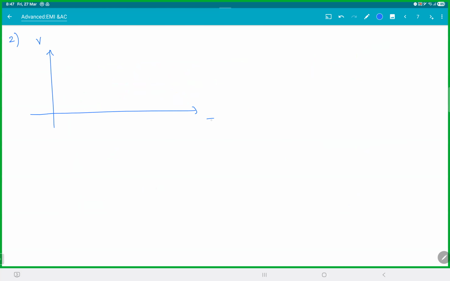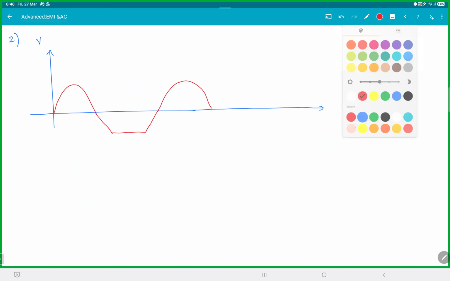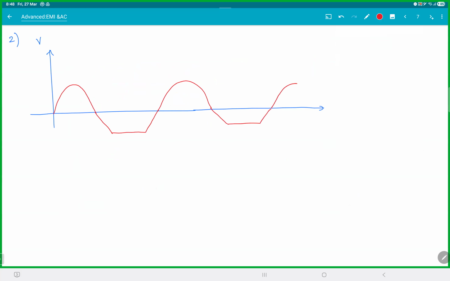This is a voltage versus time graph. So we have a voltage like this. This is V naught, T by 4, T by 2, 3T by 4, and this is T. And this is minus 2 V naught. Find VRMS of this voltage source.